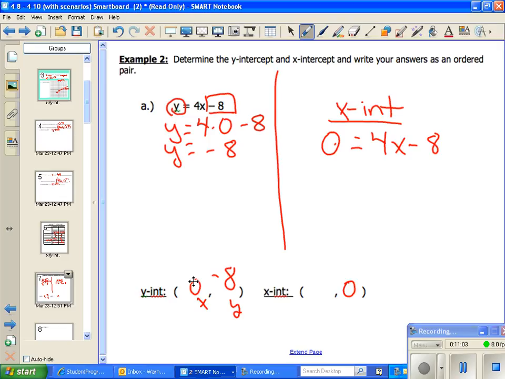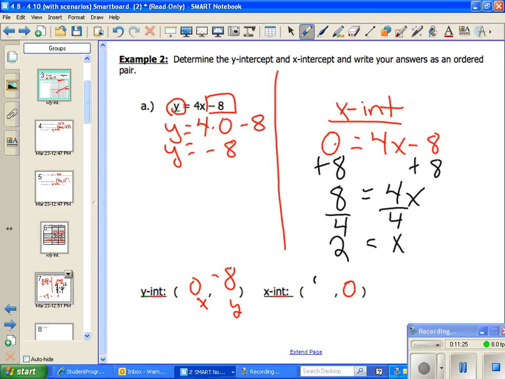Right? Okay, does anyone have an easier way that they would typically solve this? All those ways are right, but I'm just wondering if someone solves it differently. Zoe? Okay, I would probably add 8 to both sides. 0 plus 8 is 8. 8 equals 4x. Divide everything by 4. So your x-intercept is 2. Any of those other ways you guys said will work, okay?